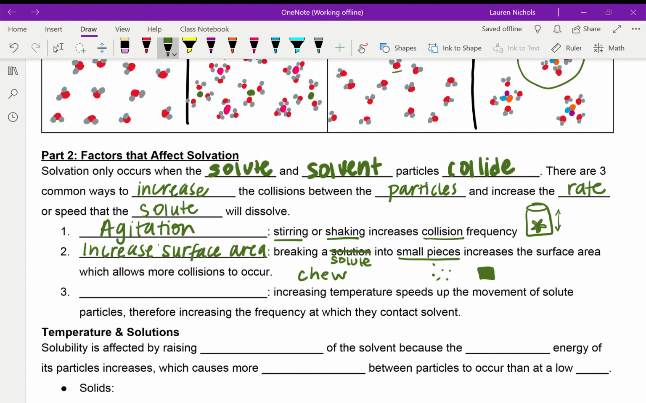And the last thing is when we increase our temperature. Now, with temperature, it's going to speed up the movement. And this is because temperature measures the kinetic energy of an atom or a particle. And so the faster those particles are moving, the more energy they have when they collide, so they're going to dissolve a lot faster.